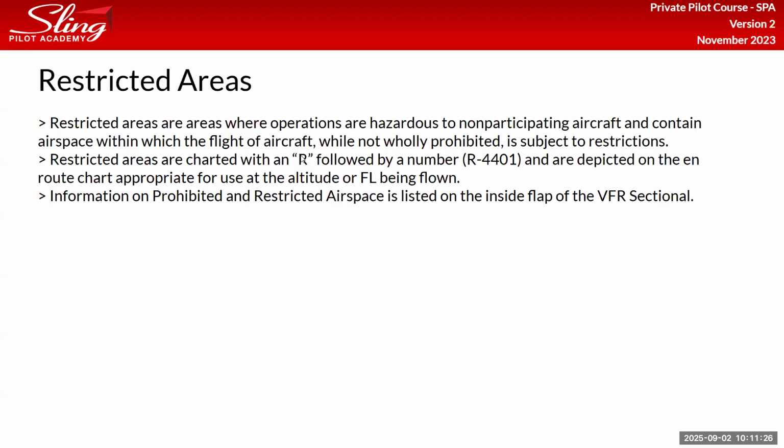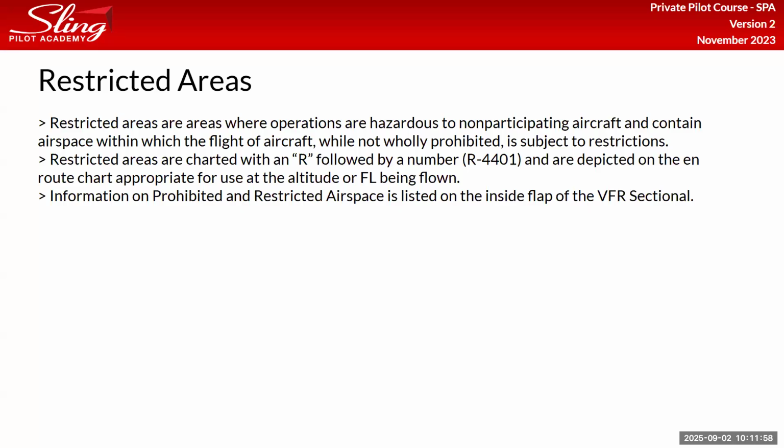So they're charted with an R, like you can see if you're looking on ForeFlight, an R followed by a number. So information can be found, like I just showed you, on the inside flap of the VFR sectional. And then, like I said, you can just click on that airspace around it. It will come up with a little sidebar. And then you can click under airspace, choose which one you're trying to look at, and you can find details about that.